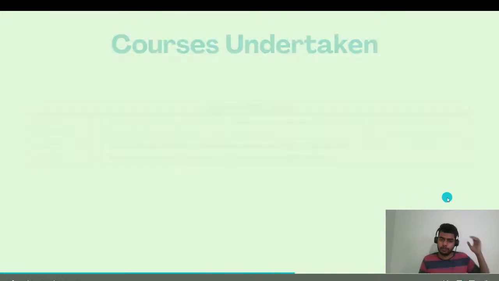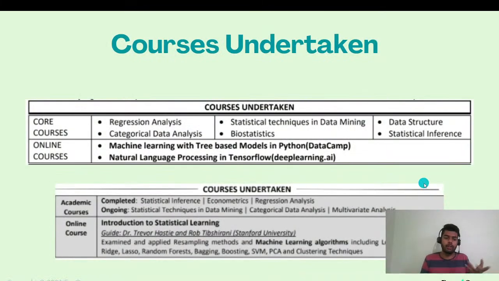And the next thing is courses undertaken. I talked about two types of courses, core courses and online courses. Core courses are the courses that you do as a part of your academics. It may be that you have done some machine learning or data science courses. There are some particular courses, like regression, biostatistics, data structures, inference, critical data analysis, probability, coding. These types of core courses are important.